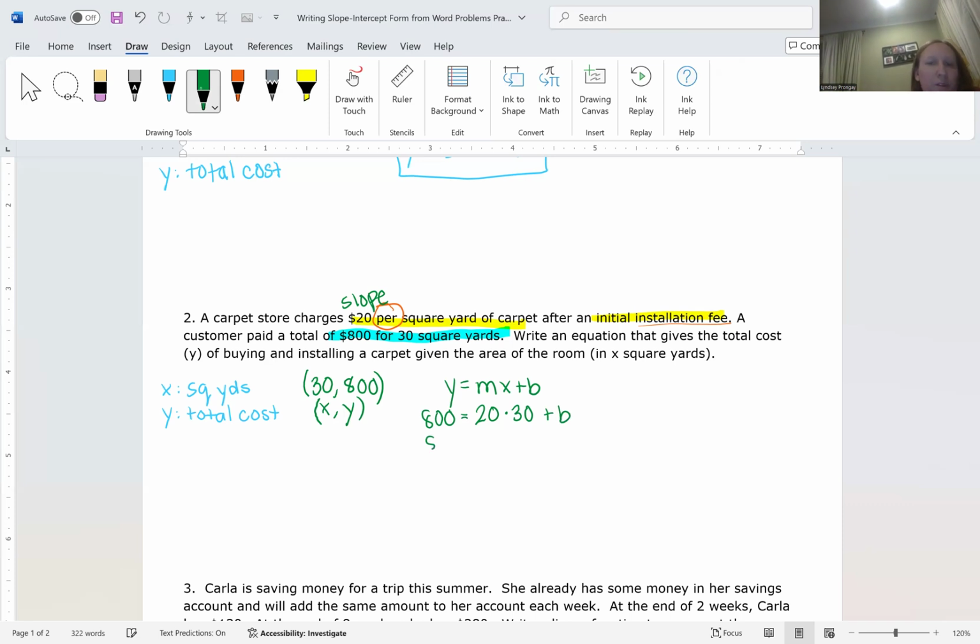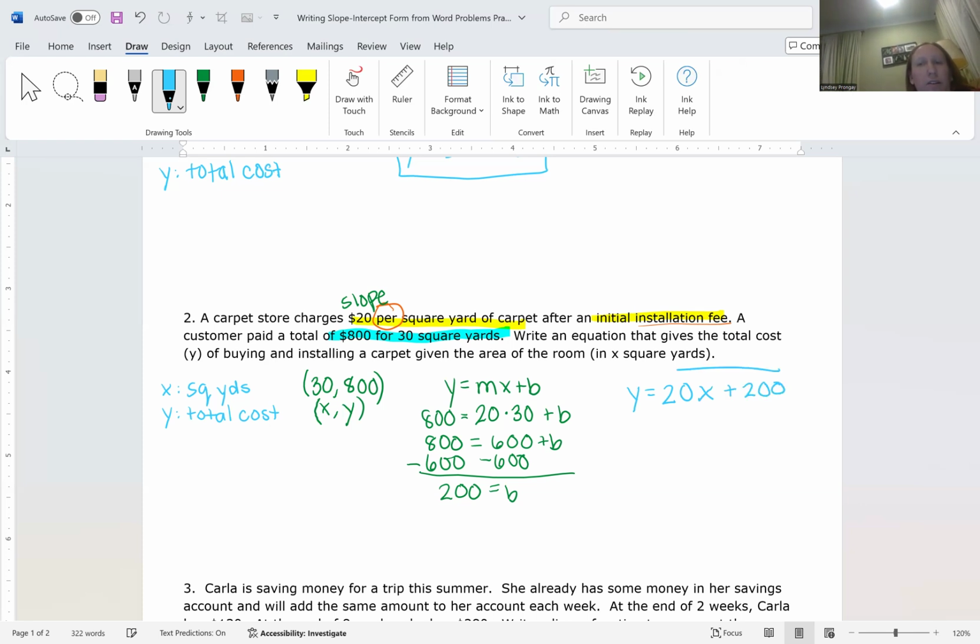Plus b. We get 800 equals 600 plus b. When I subtract the 600 from both sides, we get that 200 equals b. So that is our y-intercept, the installation fee. Our equation for this one would be y equals $20 per square yard, 20x, plus the $200 installation fee.